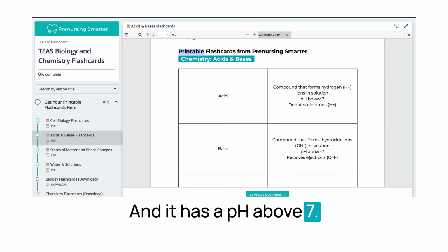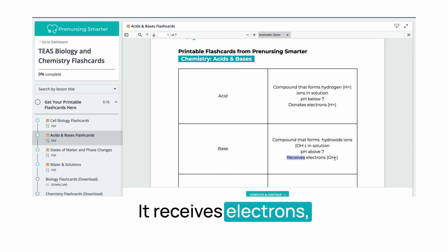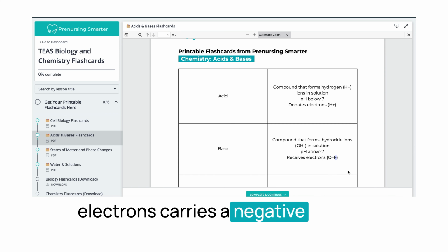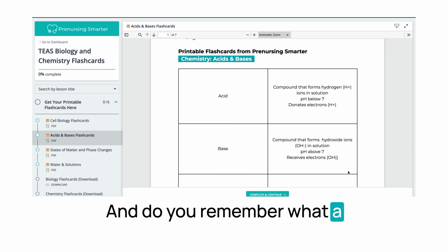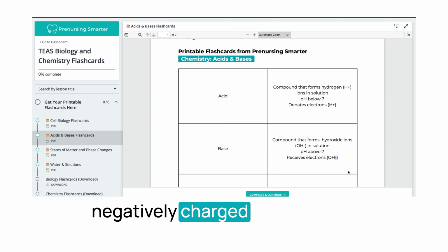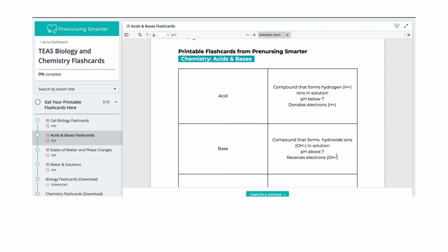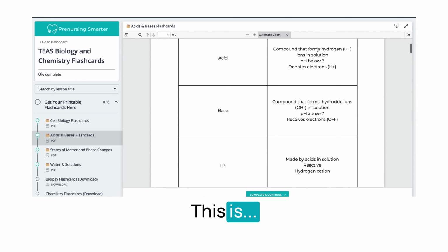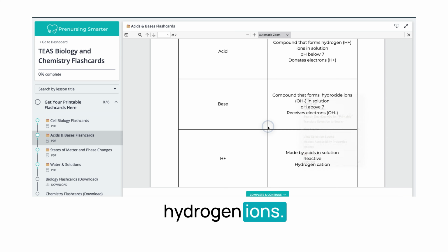A base is a compound that forms hydroxide ions, OH-, like that, in solution, and it has a pH above 7. It receives electrons, so it has a negative charge because electrons are negative, so anything that has more electrons carries a negative charge. Do you remember what a negatively charged ion is called? An anion.